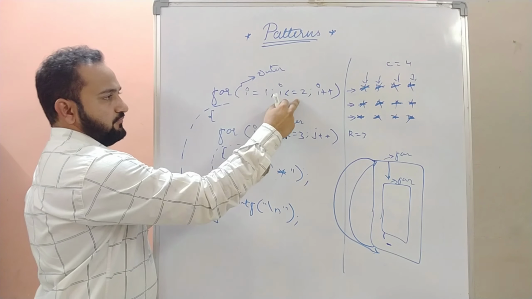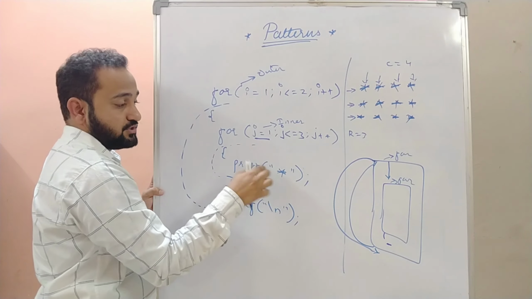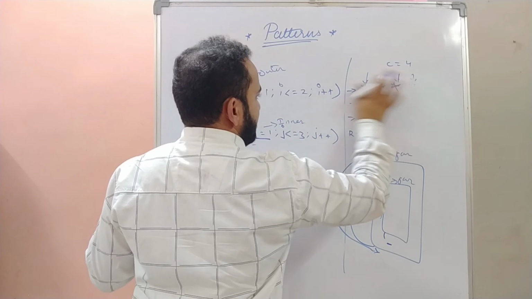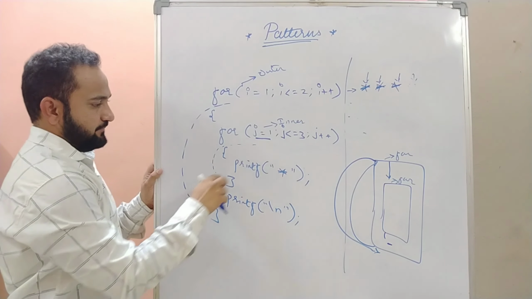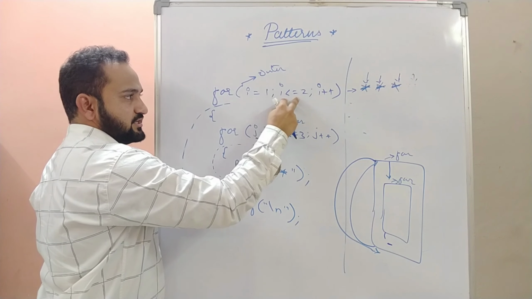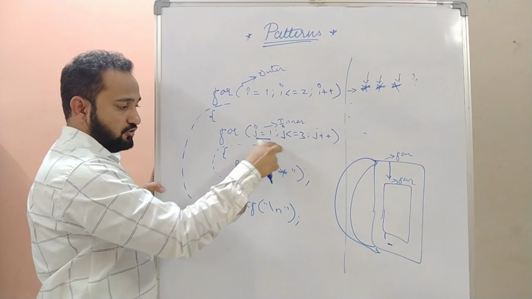The value of i will be 1. 1 is less than or equal to 2. It will go inside. Iterate how many times? 3 times. How many stars will get printed? 3 stars will get printed, right? It will come out of this and go back again. The value of i becomes 2. 2 is less than or equal to 2. Yes, the condition is satisfied. It will go back inside into this inner for loop again.